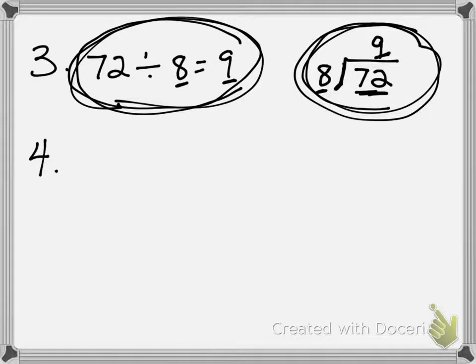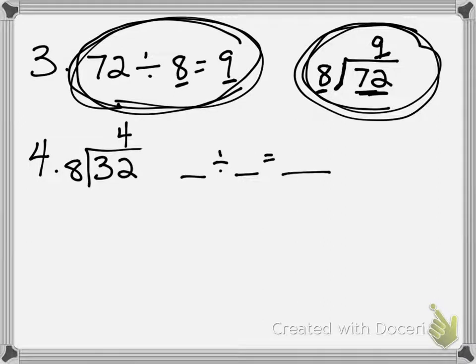Okay, number 4. All right, this time I'm going to write it using a division box, and I want you to write it the original way that we usually write it. So I'm going to write 32 divided, whoops, I'm going to do that differently. 32 divided by 8 equals 4. Okay, so write that out. And then I want you to write it out this way. Okay, pause the video until you have that done.